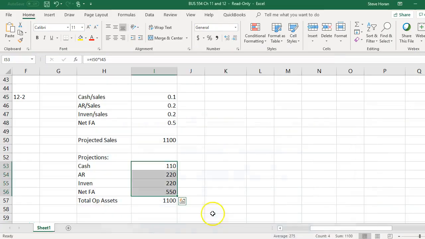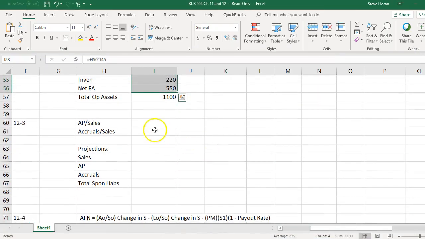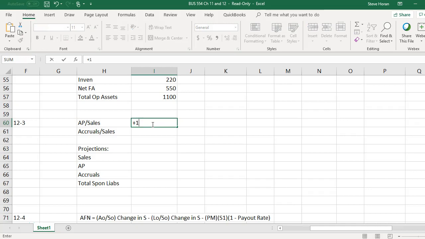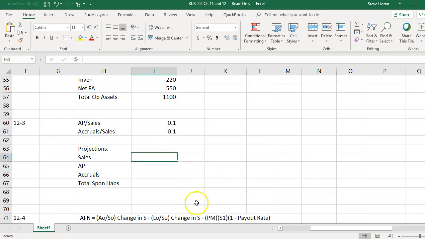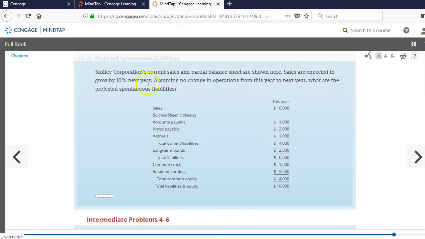So kind of the same story as before. I've got that set up. We take everything again and relate it back to sales. So accounts payable was 1,000, and my sales was 10,000. My accruals were 1,000, and my sales were 10,000. And then my projections become, well, my sales, they told us, will go up by 10%. They like that number right here, 10%.